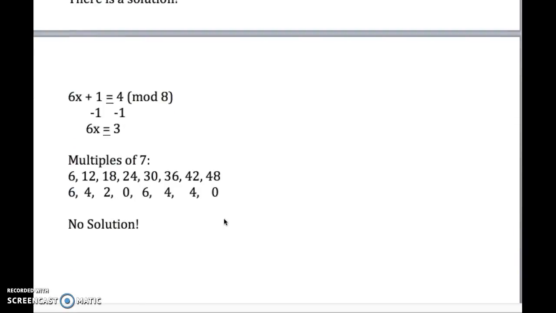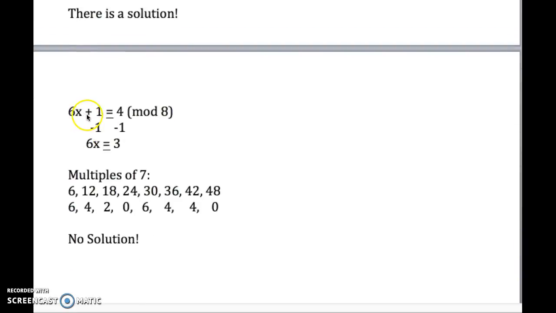Now on to this example, we have 6x plus 1 is congruent to 4 in mod 8. As we did before, we're going to take 1 away from each side, which will leave us with 6x is congruent to 3 in mod 8. So this should be multiples of 6, and the multiples of 6 would be 6, 12, 18, 24, 30, 36, 42, and 48.